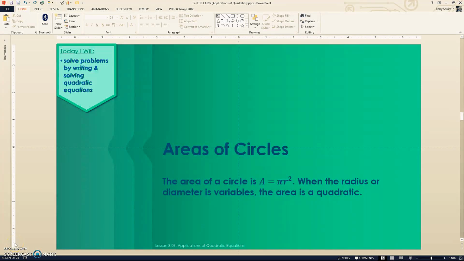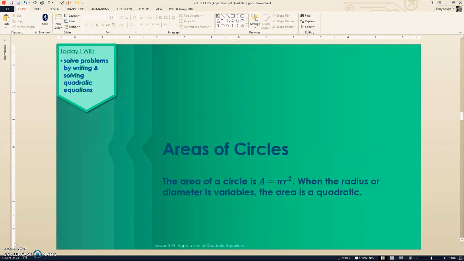Hey everyone, wanted to continue our looks at word problems and quadratics. So we looked at a couple of rectangle examples, and then we looked at a triangle example, and right now we're going to look at an example of an area of a circle.